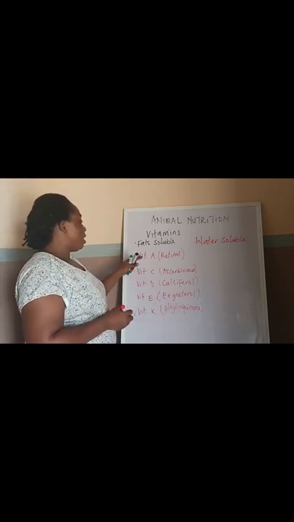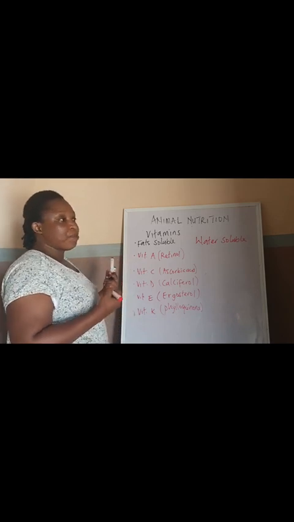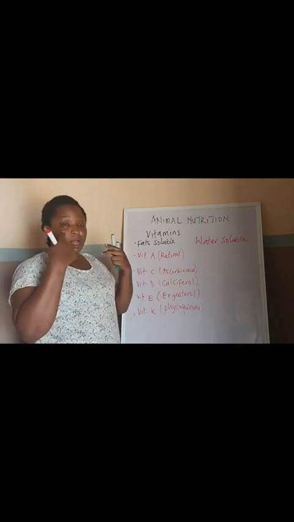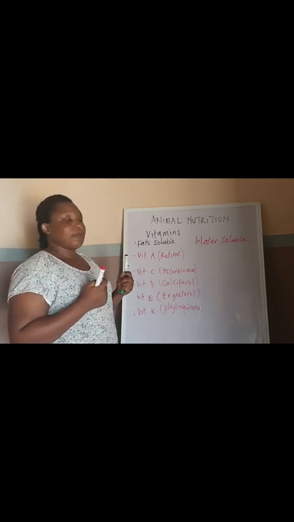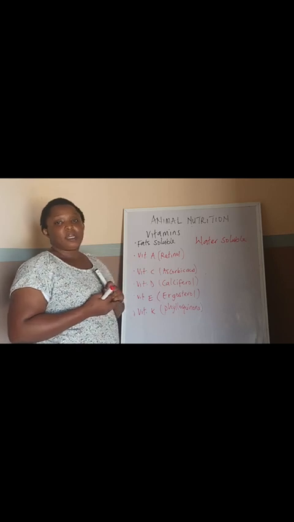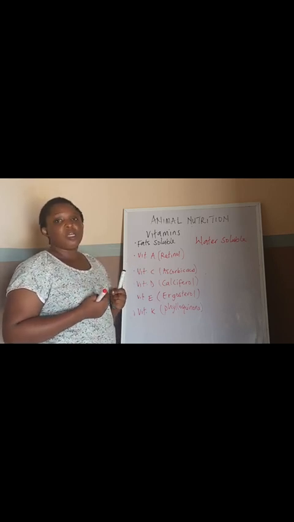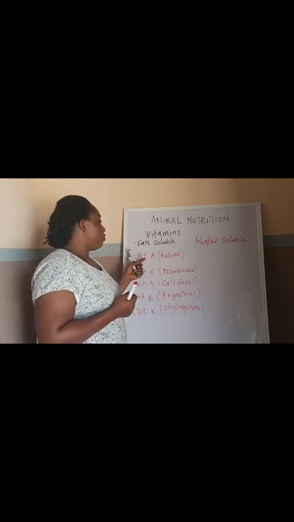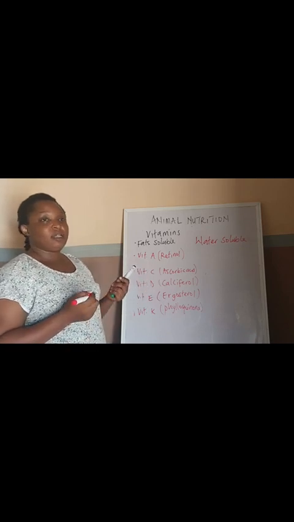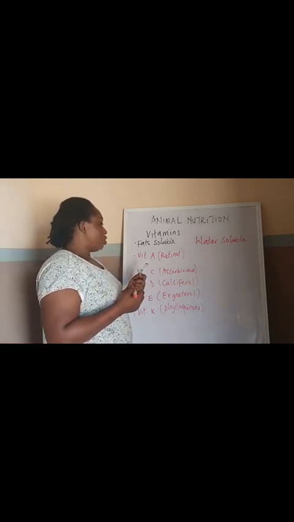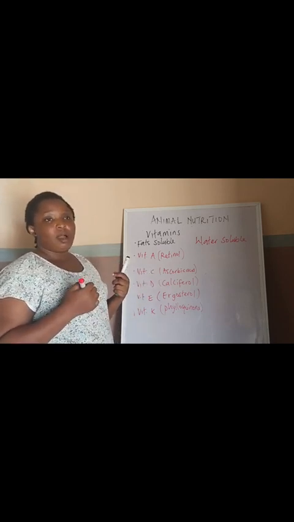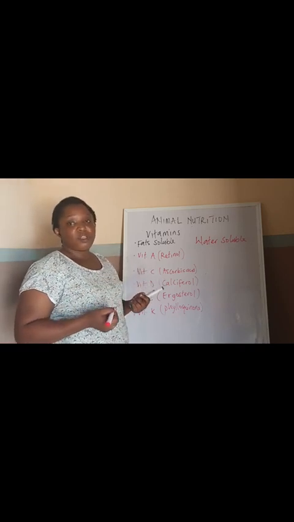So now vitamin A is very important in the body because it is responsible for vision. So vitamin A helps with good vision and proper functioning of the body. While the deficiency of vitamin A will lead to a condition known as night blindness and poor vision, and poor development of the body.